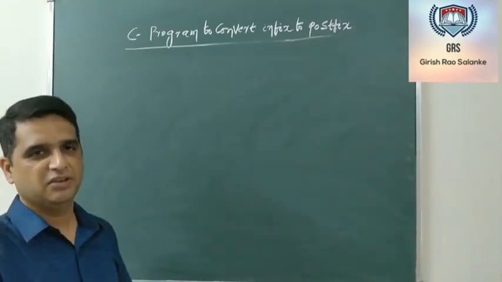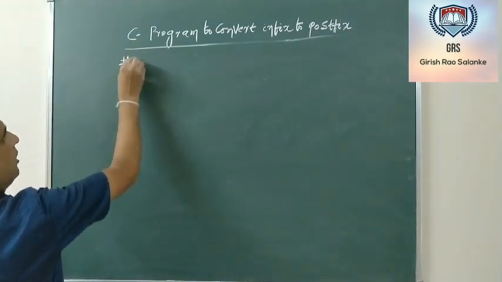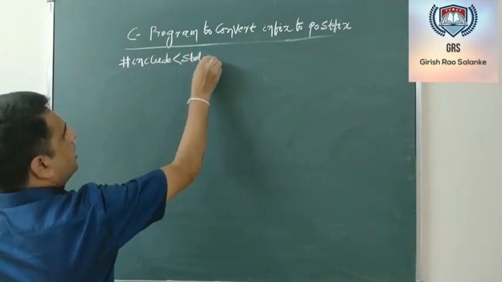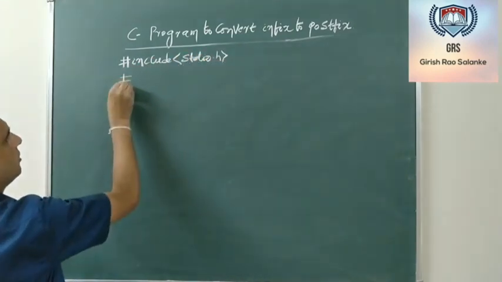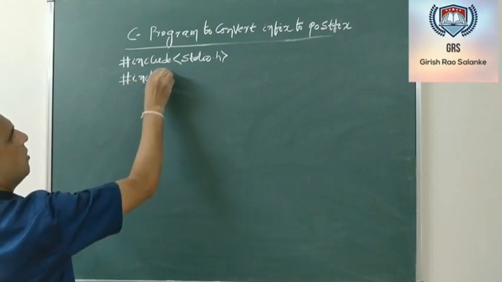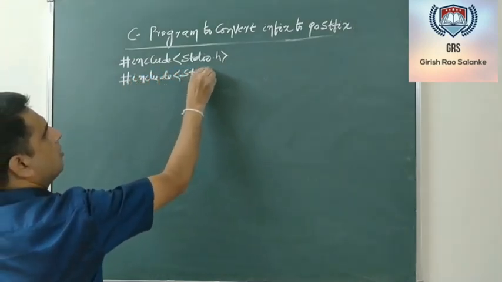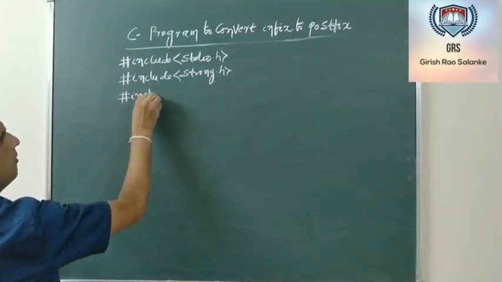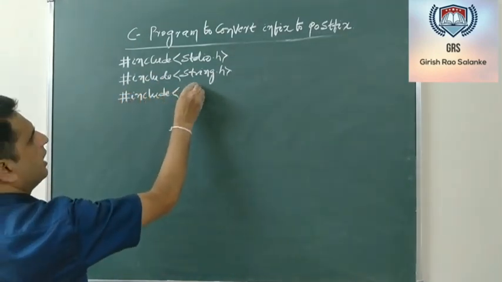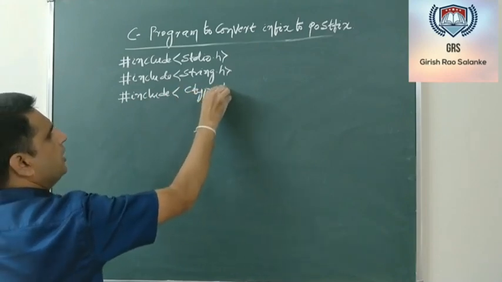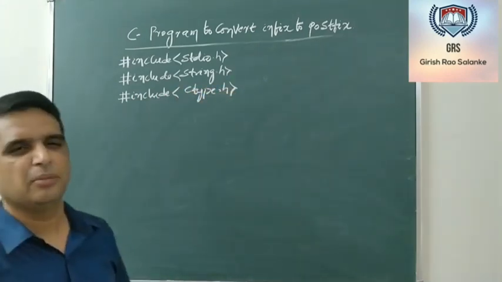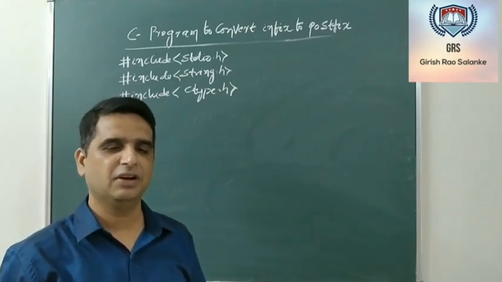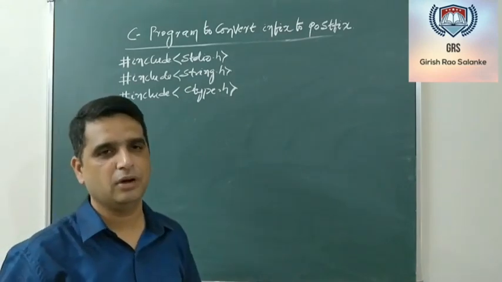In the main function, first thing is include the header file stdio.h. Next, include string.h, as we are dealing with strings, and one more header file by name ctype.h. Why this ctype.h? We have used a function by name isalnum to check whether it is an operand. That particular function definition is there in the header file ctype.h.